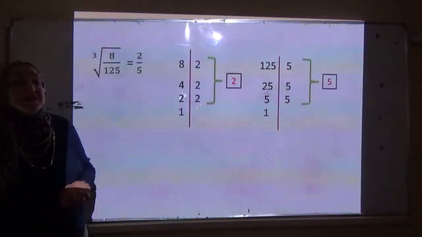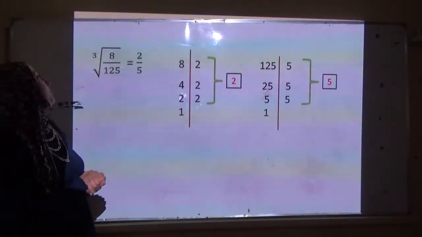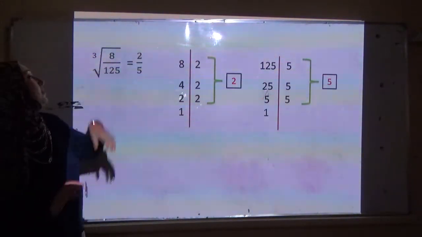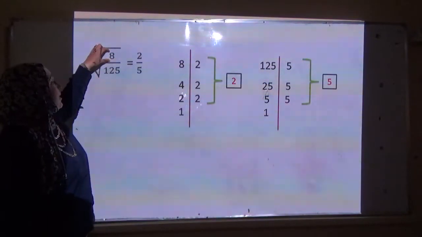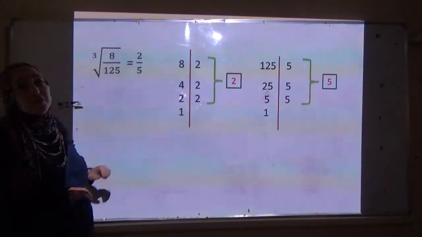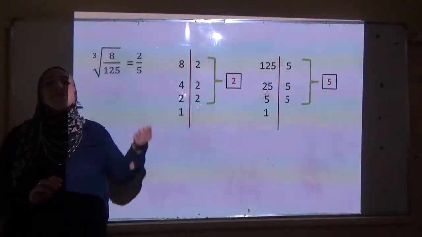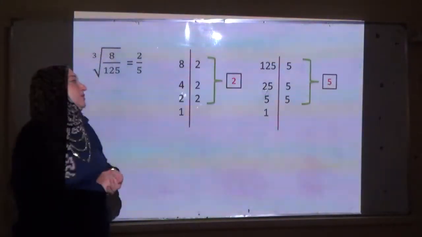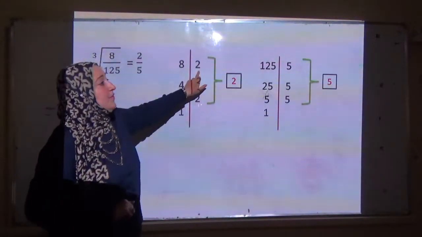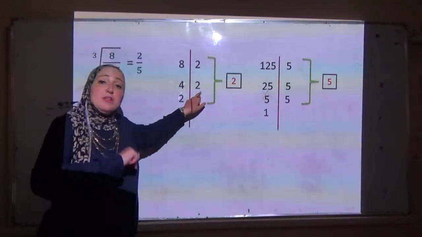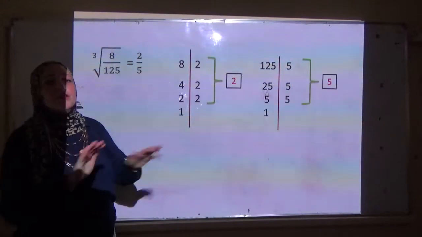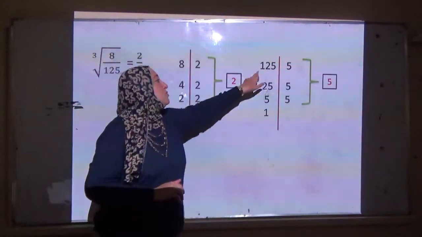Let us try another example. Cube root of 8 over 125. Now we find the cube root of 8, then find the cube root of 125, manually, by factorizing without using a calculator. Start with 8. 8 divided by 2 is 4. Divide by 2, 2. Divide by 2 another time, 1. Finished. Move to 125.